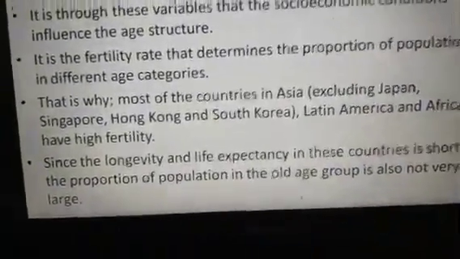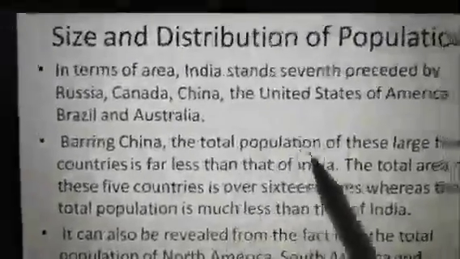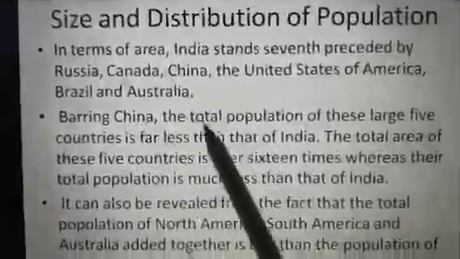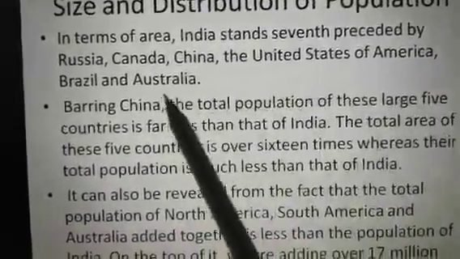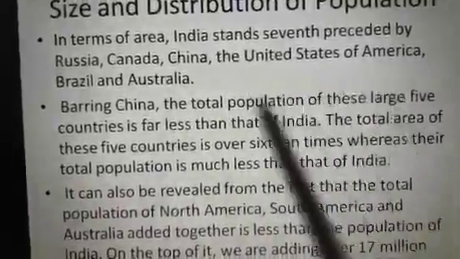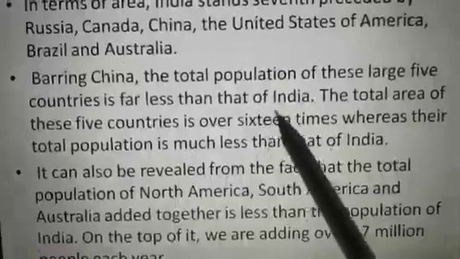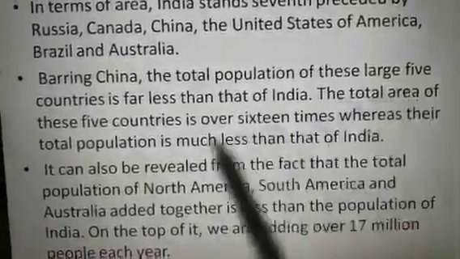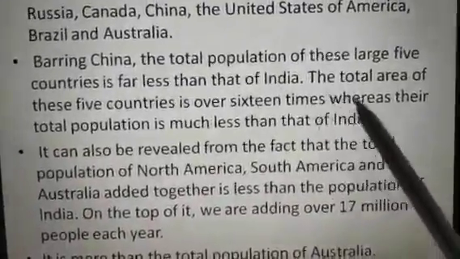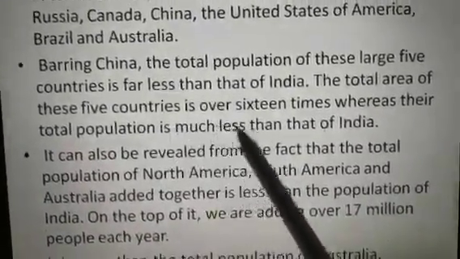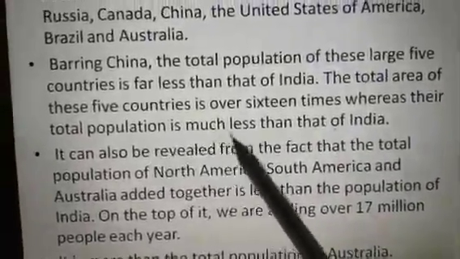So when we talk about size and distribution, in terms of area, India stands 7th, preceded by Russia, Canada, China, United States of America, Brazil and Australia. Barring China, the total population of these large 5 countries is far less than that of India. So the total area of these 5 countries is over 16 times, whereas their total population is much less than that of India.